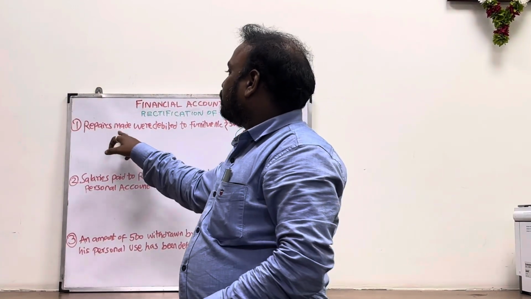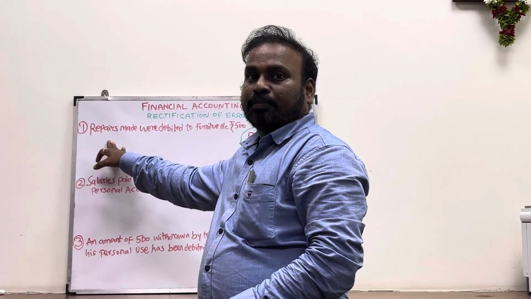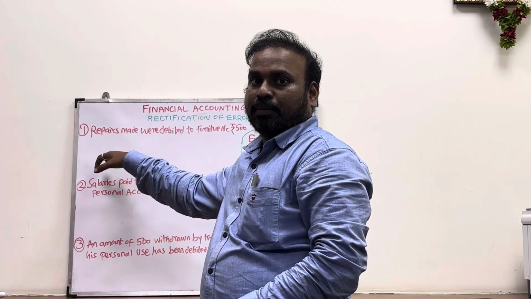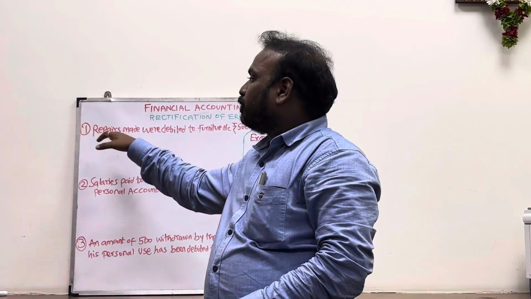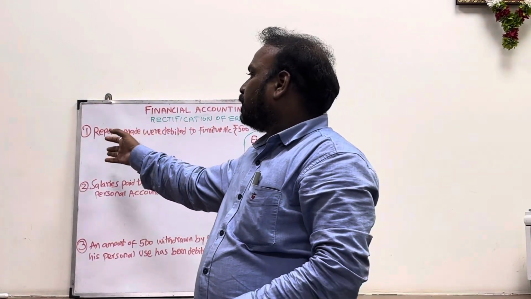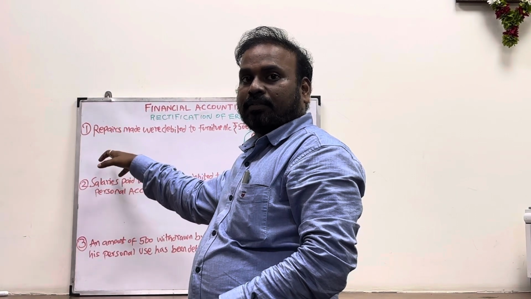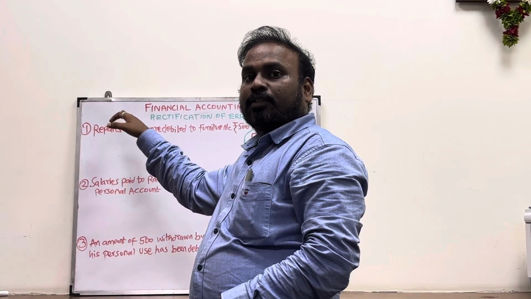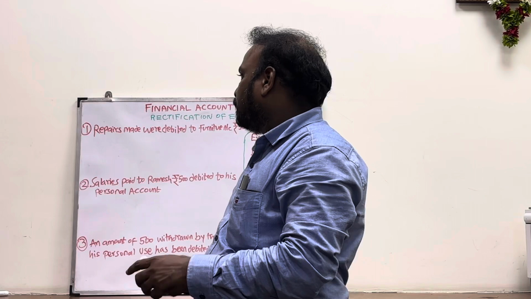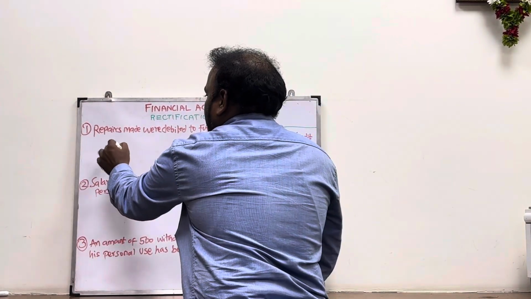Now, repairs made were debited to furniture account. So, repair is a revenue expenditure. So, repair account should be debited, but we didn't debit it. Instead of debiting repair account, furniture account is debited. So, when you have omitted, it comes under the category of shortage. So, repair account is omitted. So, it's a shortage of debit. So, we have to debit the concern account. So, repair account is to be debited.